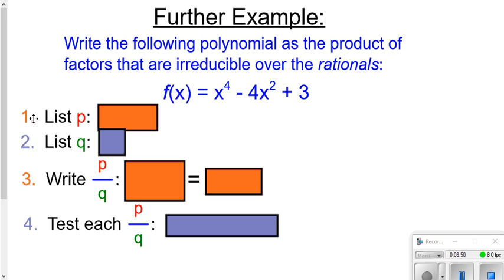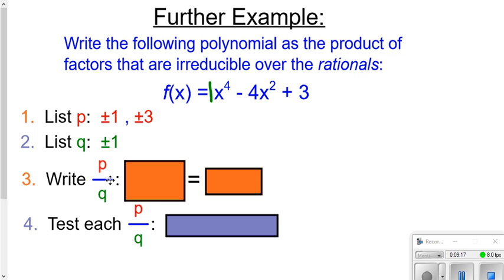So again, step number 1, list all of your possible p factors. So we look at the last term, this constant term 3, and we know that the only possible factors are positive negative 1 and positive negative 3. Next, we look at our leading coefficient, which again, kind of a hidden 1. If it doesn't have that coefficient in front of it, it's an implied 1. So again, positive and negative 1.